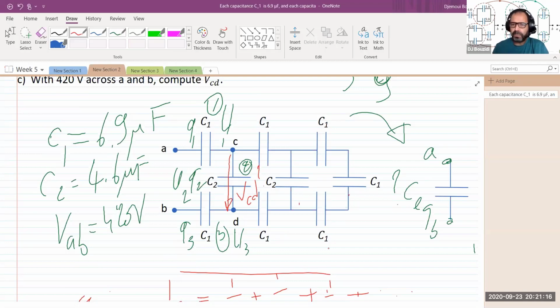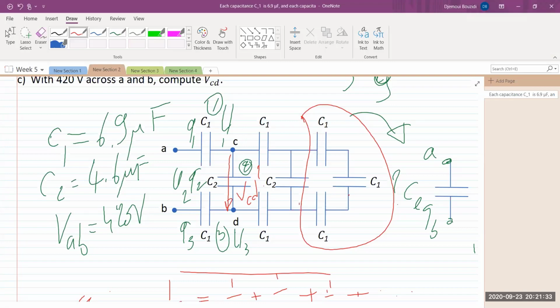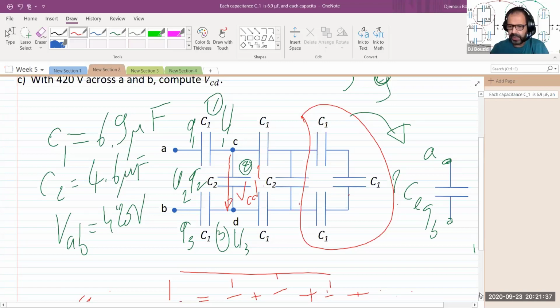And the innermost part is this one, actually. These three: C1, C1 and C1. Are they in series or are they in parallel? Series. Since they are in series, it's the equation of the series that I need.